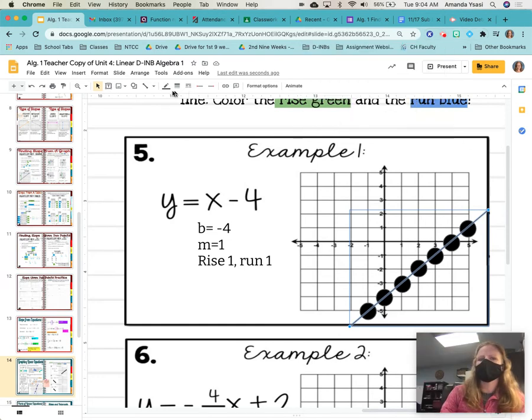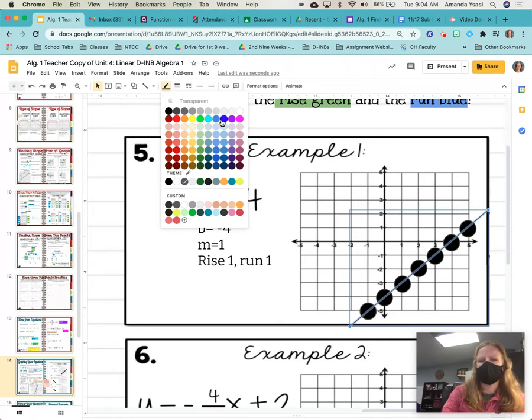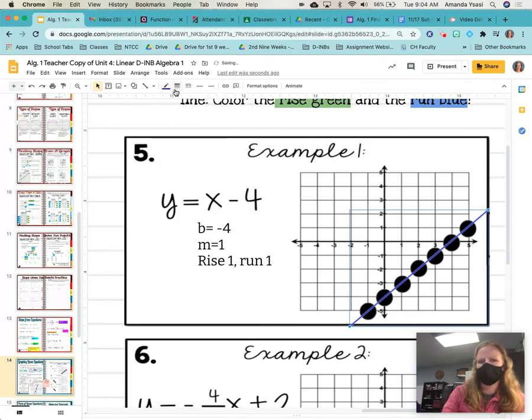Okay, we need to change the color of the line. I'm going to make it blue this time. I don't know what I made it last time. Did I make it blue last time too? And then change the thickness. And then add the arrows on it.